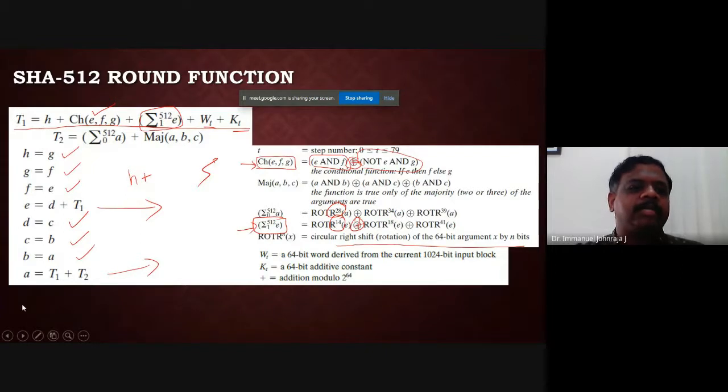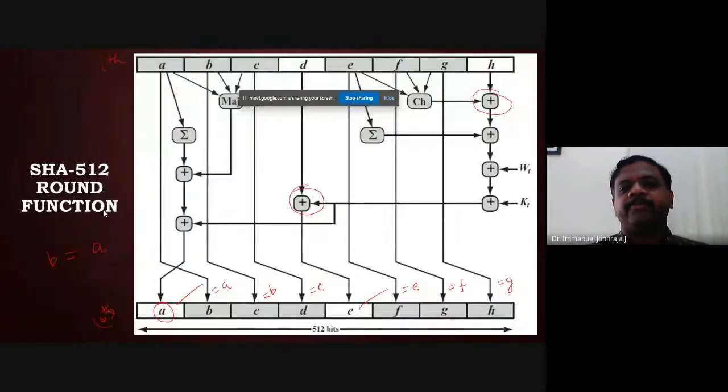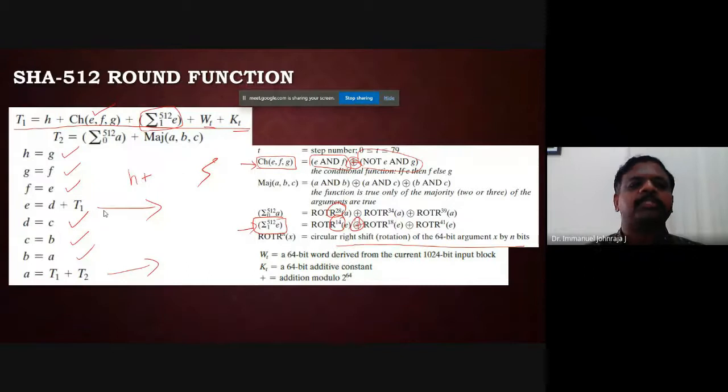Then A is calculated by summing these two, T1 plus T2. The addition is modulo 2 power 64. Please remember that. And then E is D plus T1. If we could remember this diagram, then it is very easy for us to write these functions. So A is T1 plus T2. You know how T1 is calculated, how T2 is calculated. And E is D plus T1. All right, so this is what is happening in the round function.